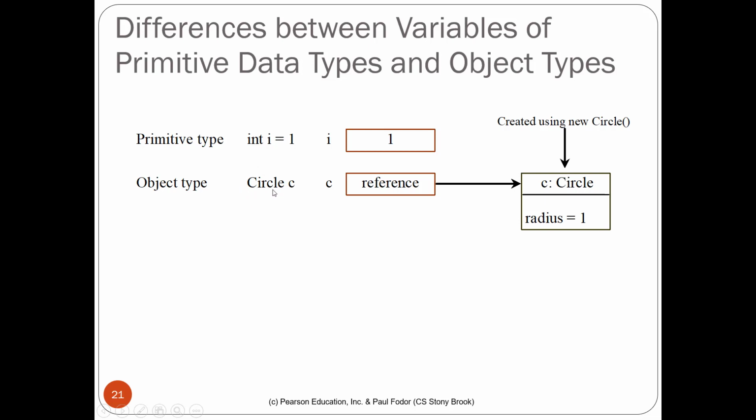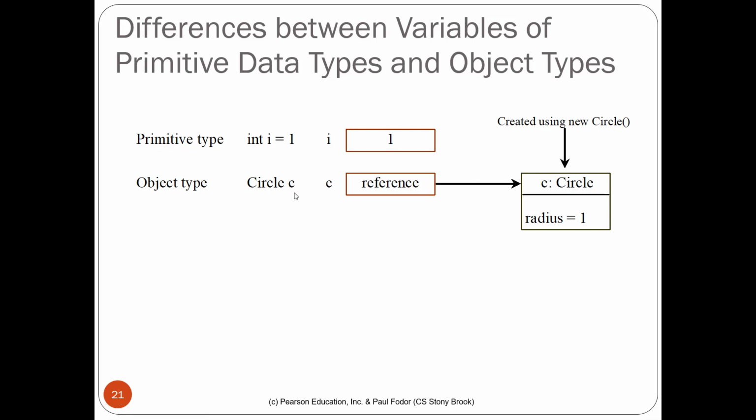So now we know that circle is a class. Any object is a reference type, or C is an object of circle class type. So in the first statement, you are saying integer I is equal to 1. I is a variable of type integer and it will hold some value. Similarly, C is a variable of reference type and it will be holding the reference of circle. So C will also hold some value.